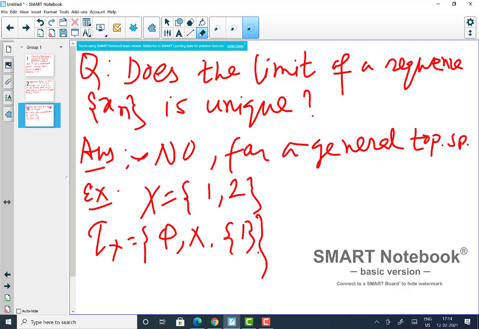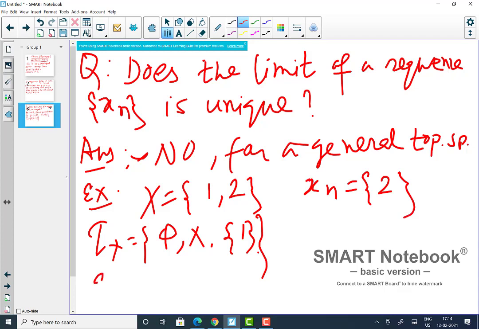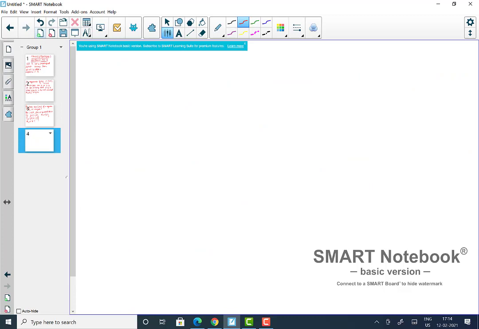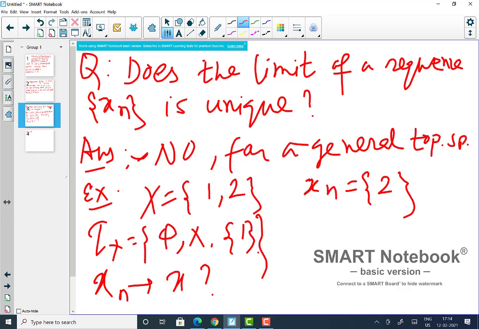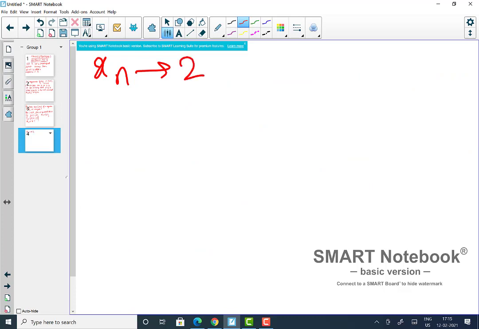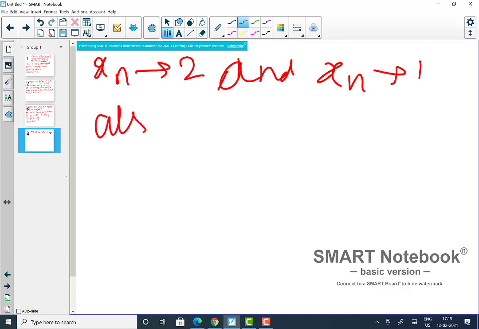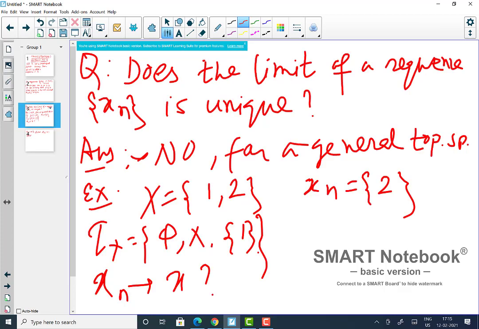Now look at this sequence. Say you choose a constant sequence x_n taking the value 2: 2, 2, 2, 2, 2. Now the natural question: does this limit exist or not, and what is the limit? Surprisingly, the limit exists, and not only that, the limit is not unique. Your x_n converges to both 1 and 2. The limit of x_n is 2 and 1, both: x_n converges to 2, and x_n also converges to 1.